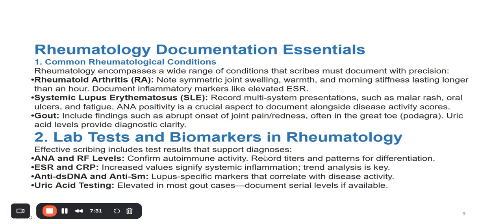Lab tests and biomarkers in rheumatology. Effective scribing includes test results that support diagnoses. ANA and RF levels confirm autoimmune activity; record titers and patterns for differentiation. ESR and CRP increased values signify systemic inflammation. Trend analysis is key. Anti-dsDNA and anti-Sm are lupus-specific markers that correlate with disease activity. Uric acid testing is elevated in most gout cases. Document serial levels if available.